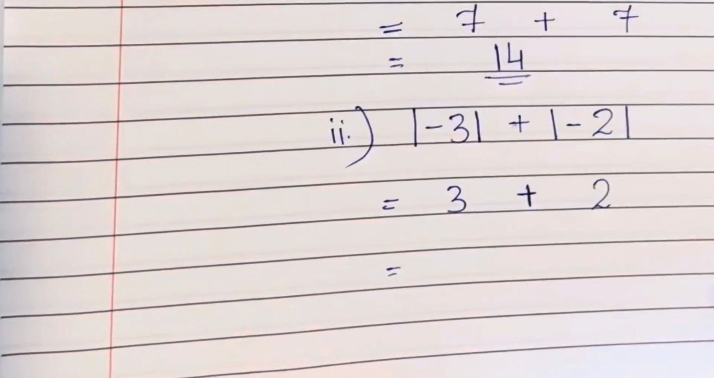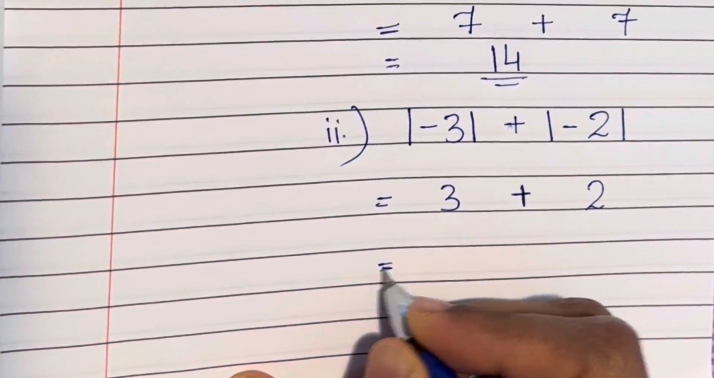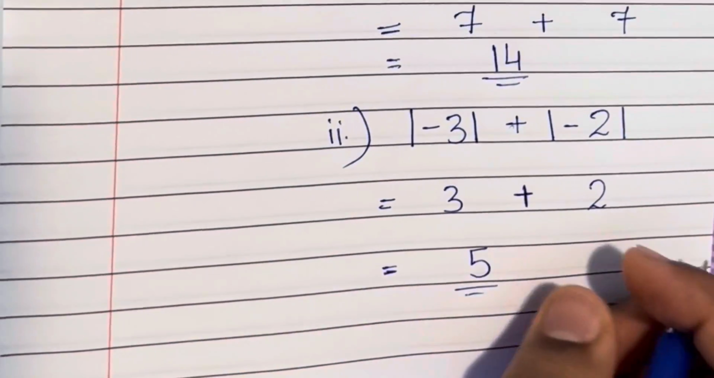Again, we are not considering the sign for absolute value. That is why it is always positive or zero and never negative. Now 3 plus 2, it is 5. So we got the answer as 5. It's that simple. Okay, now let's do one more example.